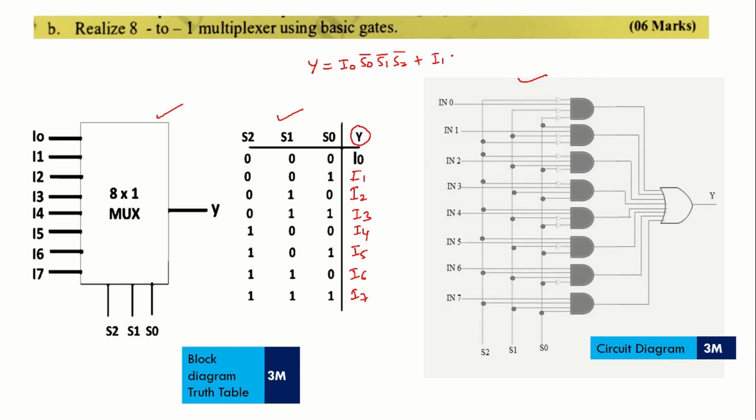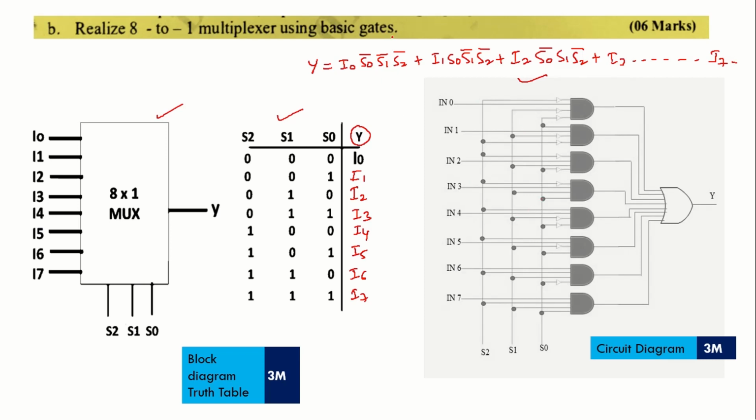So I1 into S0. S0 is 1 here, so I am going to write it as S0, S1 bar, S2 bar. Similarly, when I2 is the output, I2 will be the output with these three combinations, means S0 bar, S1, S2 bar. So similarly, as it goes on, I3, I4, I5 up to I7 you are supposed to write, and accordingly you need to implement using the basic gates.